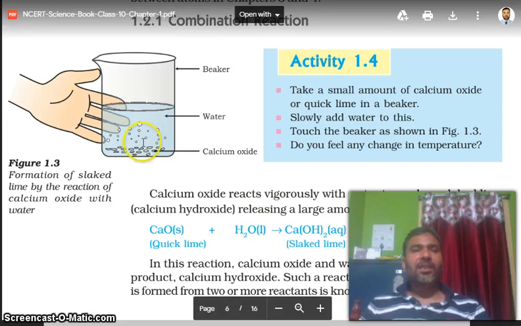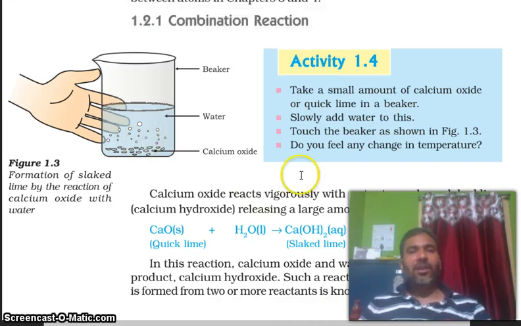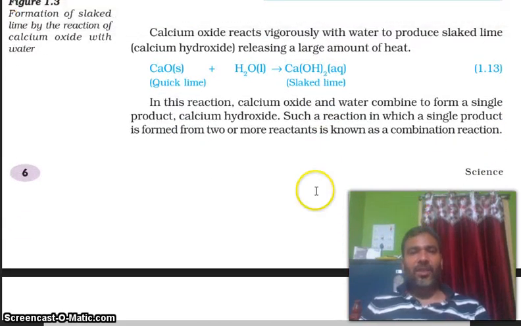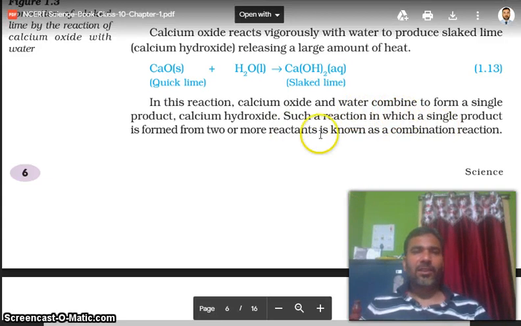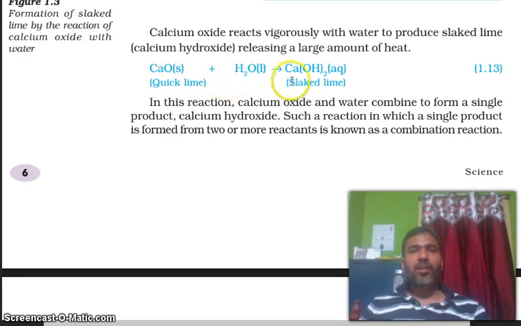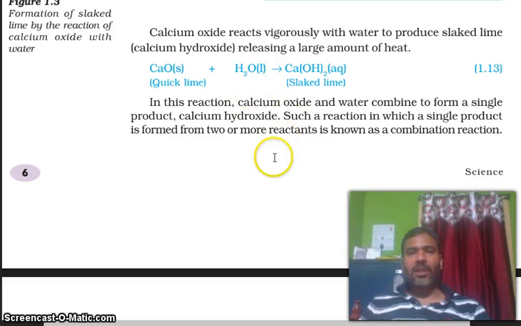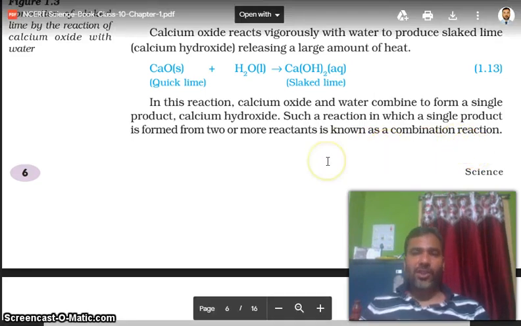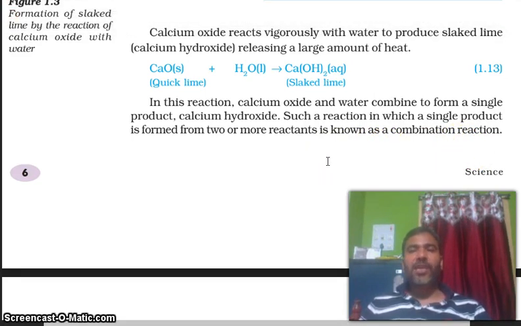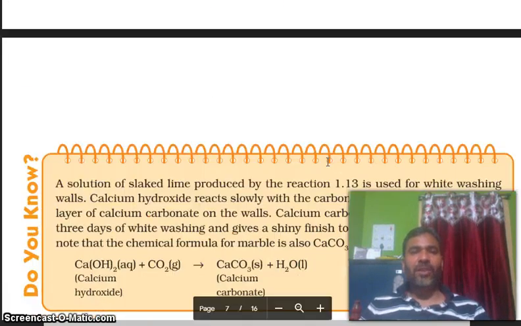Okay, exothermic reactions. In this reaction, calcium oxide and water combine to form a single product. You see, this is a different compound and this is different. So these two compounds combine together to form this single compound, calcium hydroxide. Such reactions in which a single product is formed from two or more reactants are known as combination reactions. Just remember it for your exams.